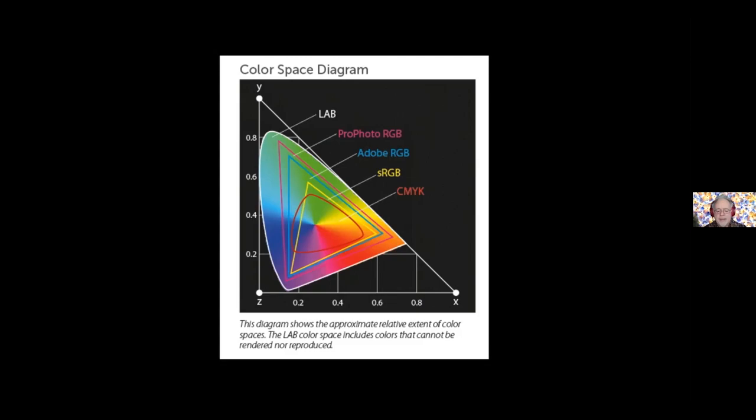Speaking of converting back and forth between color spaces, I should note that the internal color calculations in Photoshop are done in LAB. So that means you really don't lose anything by going back and forth into LAB and back to RGB as much as you want.